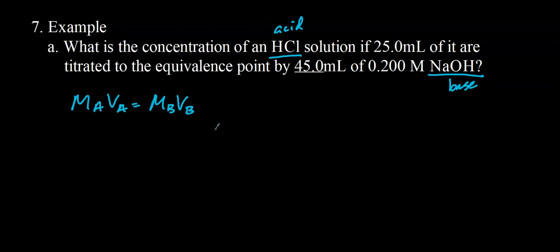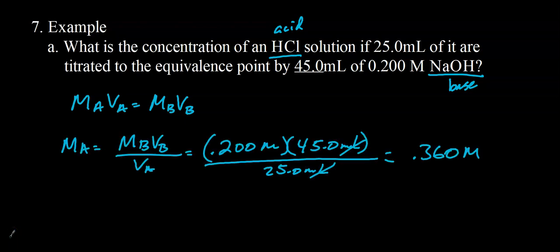Please pause the video now. All right, so here's our setup. We're trying to find the concentration of the acid, so we're solving for MA, so I've taken that equation and rearranged it. Plug in my values. Notice that I left the volumes in milliliters. Since those units are going to cancel, we don't have to convert to liters here. So go ahead and leave it in milliliters, and we get 0.360 molar is the concentration of the HCl.